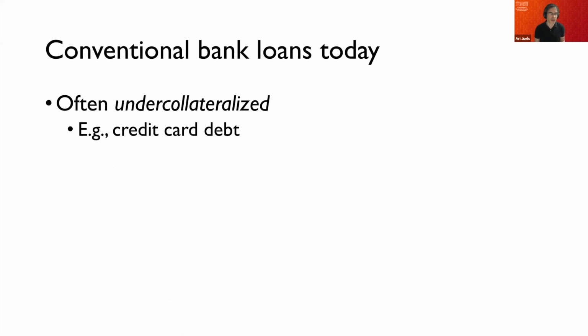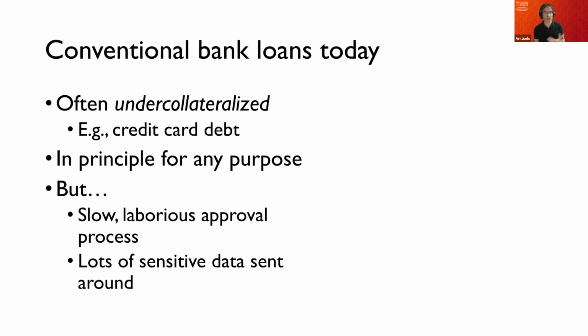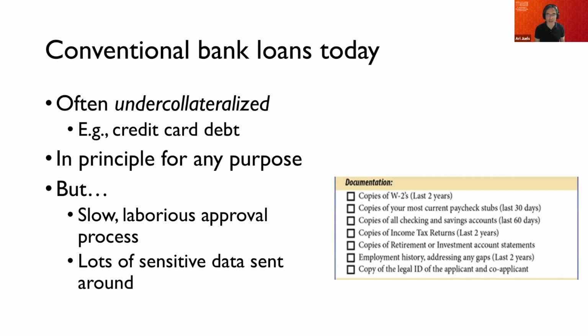Conventional bank loans today, on the other hand, are typically under-collateralized. That's to say that the value of the assets you provide to secure the loan is less than the value of the loan itself. The nice thing is that bank loans can be used essentially for any purpose, right? To buy a house, to buy a car, and so forth. But the approval process is slow and laborious, and it involves sending lots of sensitive data around. Here you see a checklist of the documents you need to provide to take out a mortgage. Providing these documents, as anyone who's gone through the process knows, is extremely onerous.